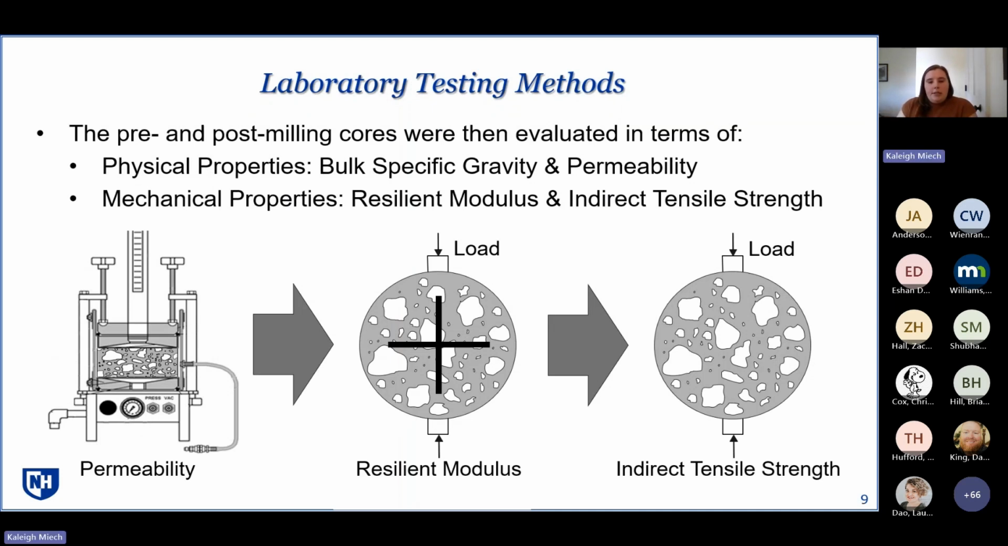So like I said, once we collected both the pre and post milling cores, we brought them back to the lab and we trimmed them to represent the equivalent layer directly below the mill line. We then evaluated these cores in the lab for bulk specific gravity and permeability, along with resilient modulus and indirect tensile strength. We were not able to conduct permeability testing on all of the cores because the permeability device that we used only allowed cores with a diameter of 6 inches, but we had some cores that were collected with a diameter of 6 1/4 inches, so those were unable to be evaluated for permeability.